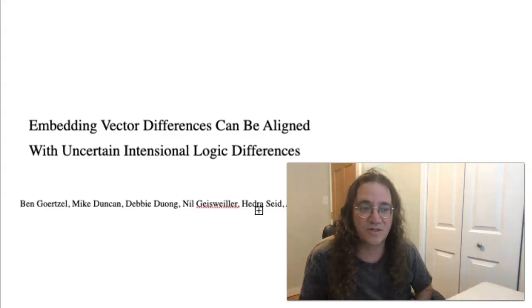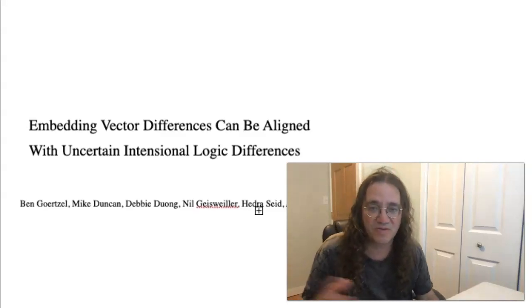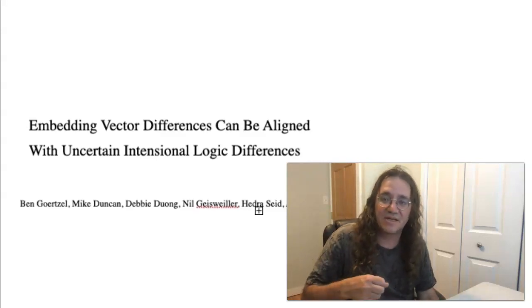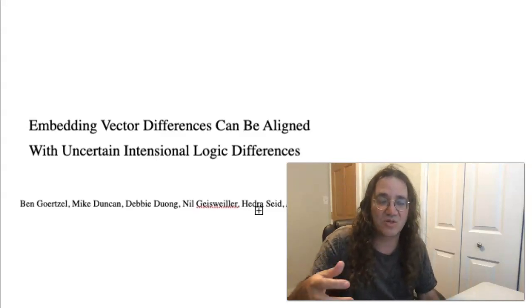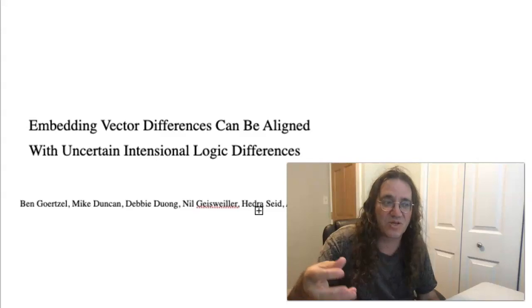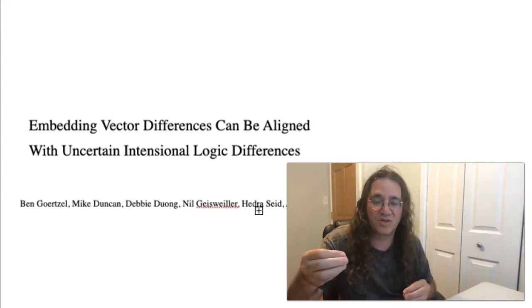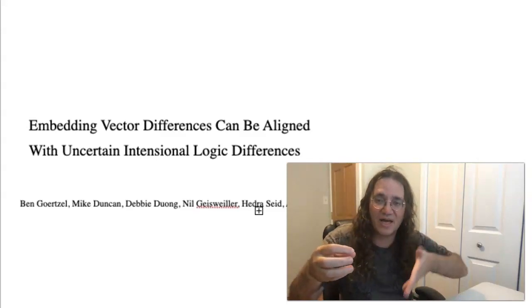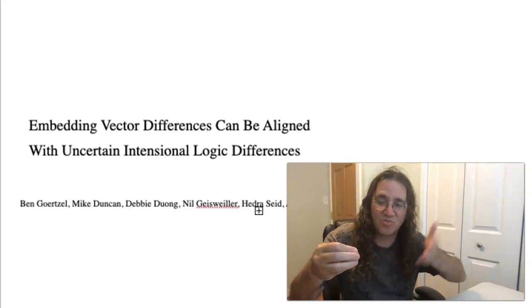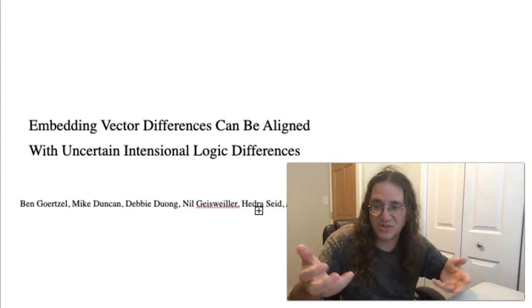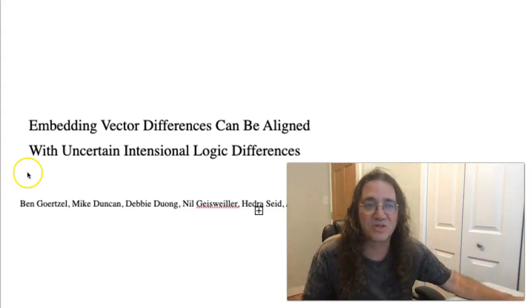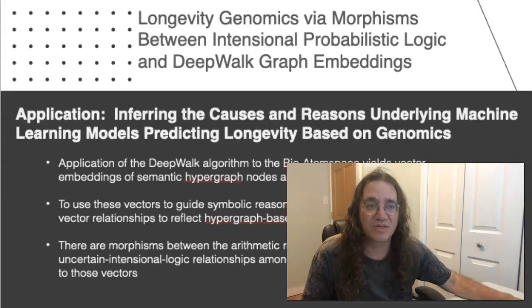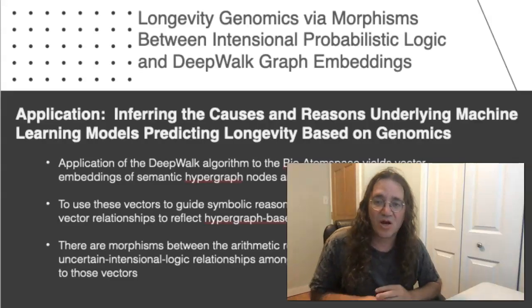This is Ben Goertzel, and I'm going to tell you now about some work I've done with my colleagues at SingularityNet, connecting symbolic AI and uncertain logical reasoning-based AI on knowledge hypergraphs with AI done on numerical vectors, which is commonplace now in neural nets and machine learning.